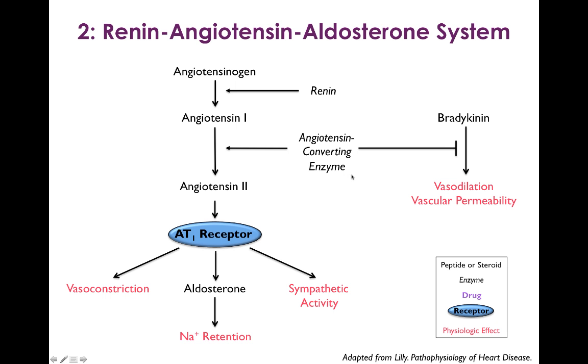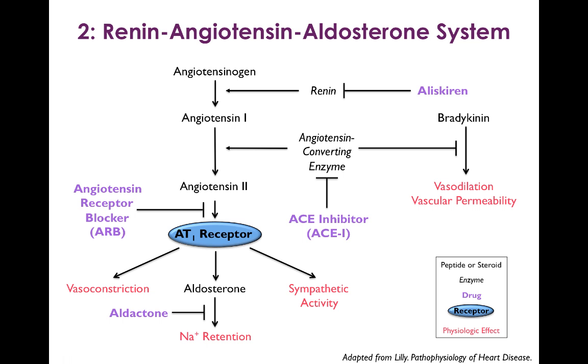The other thing angiotensin converting enzyme does is act as a bradykinase. So bradykinin, when it's present, can lead to vasodilation and vascular permeability, which can lead to flushing and cough. ACE breaks down bradykinin and prevents those effects.